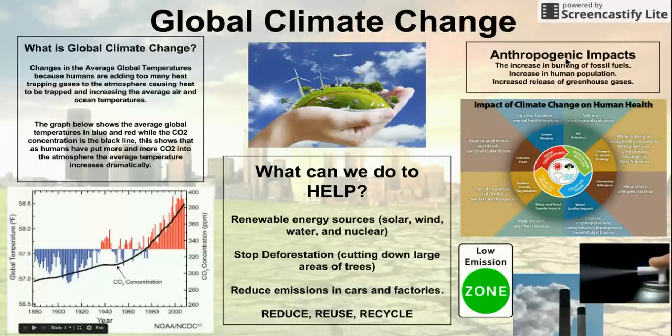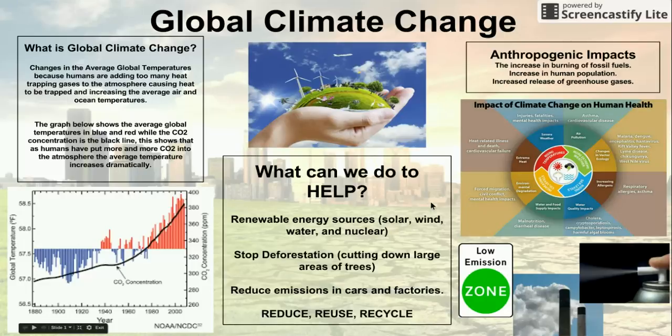So what I want you to include in this project is what your topic is and what it means. What do we do as humans to influence it? How can we make it better or help? And then I want you to include pictures or diagrams that can also help when talking about these things.